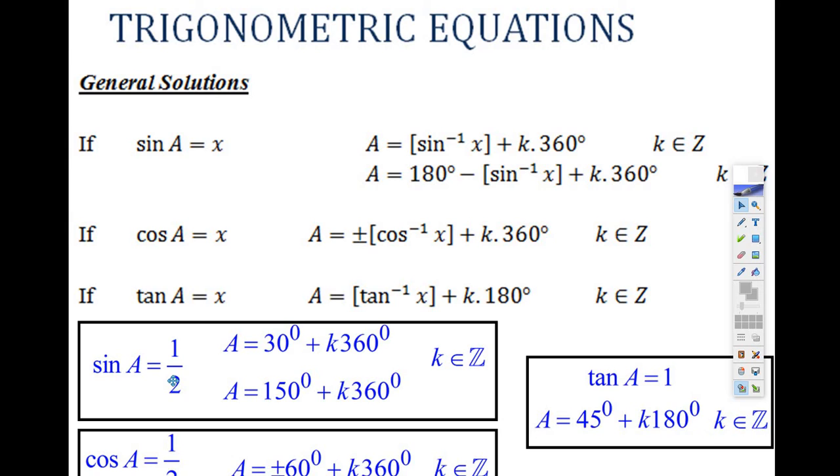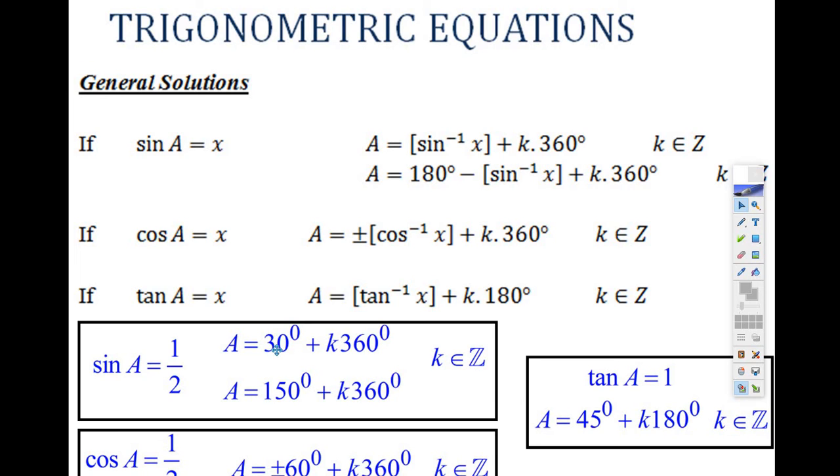So say it's the sine of A equals a half. If you go shift sine of a half, it'll say 30 degrees. But the big deal is it repeats itself every 360 degrees. So you can go 30 plus 360, 1 times 360, or 2 times 360. In fact, k can be any integer, negative or positive. That's what we're talking about.